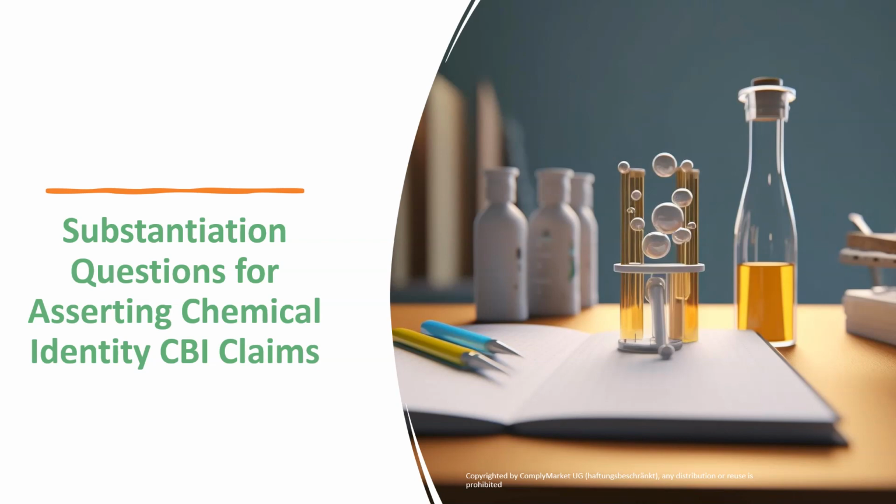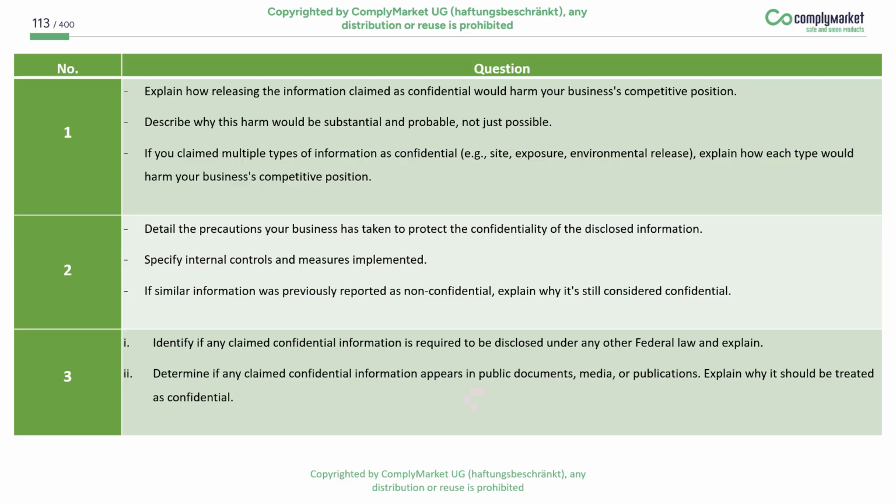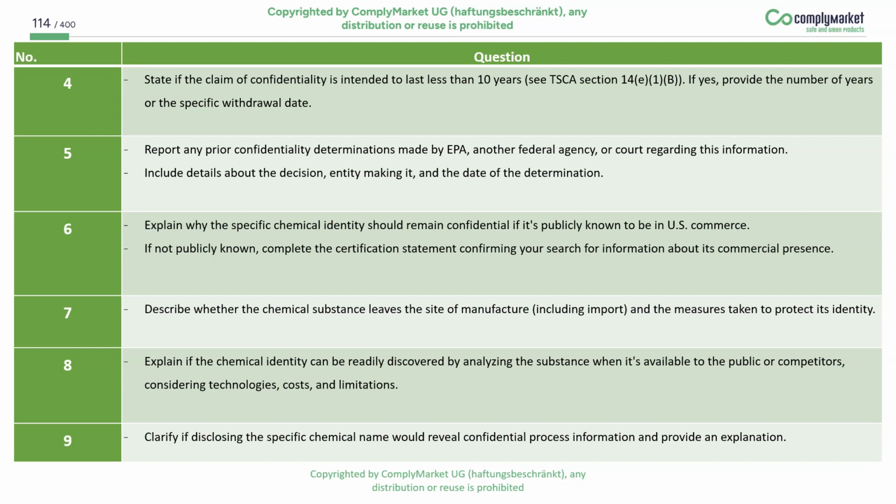Substantiation questions for asserting chemical identity CBI claims. Those are the questions you have to answer if you are claiming confidential information. There are 9 questions. Let's go through them quickly to save some time. Explain how releasing the information claimed as confidential will harm your business's competitive position. Describe the precautions your business has taken to protect the confidentiality. Identify if any claimed confidential information is required to be disclosed under any other federal law, and explain. Say whether the claim of confidentiality is intended to last less than 10 years.